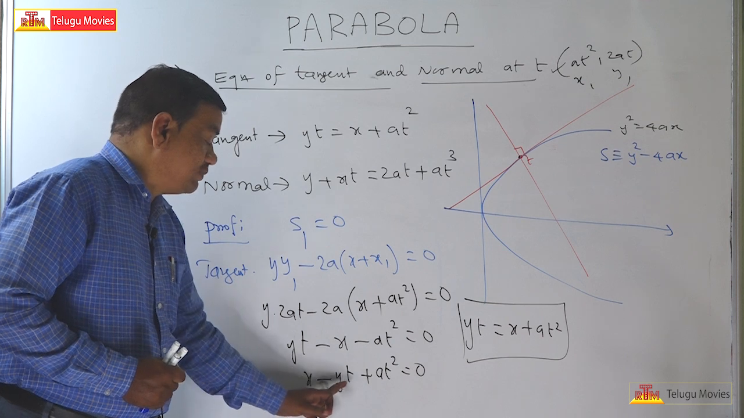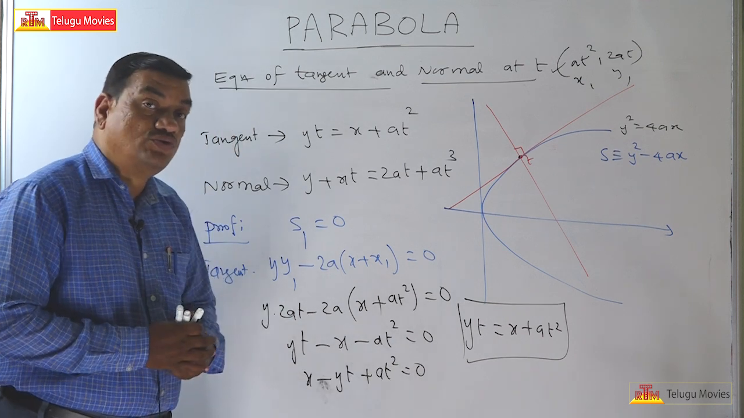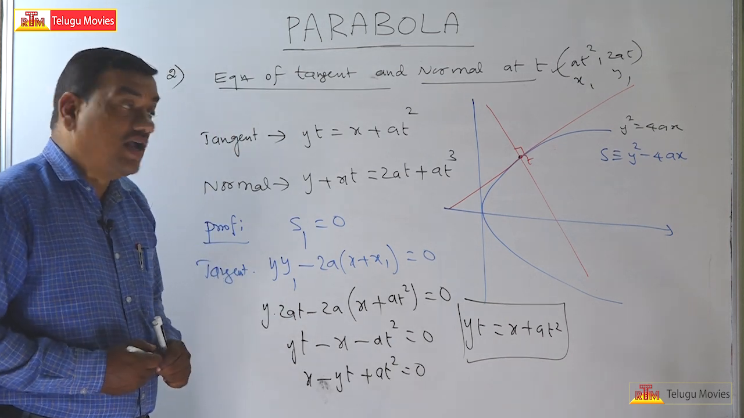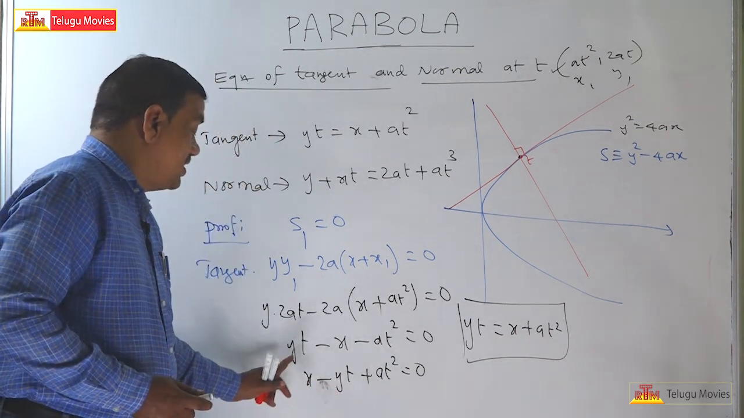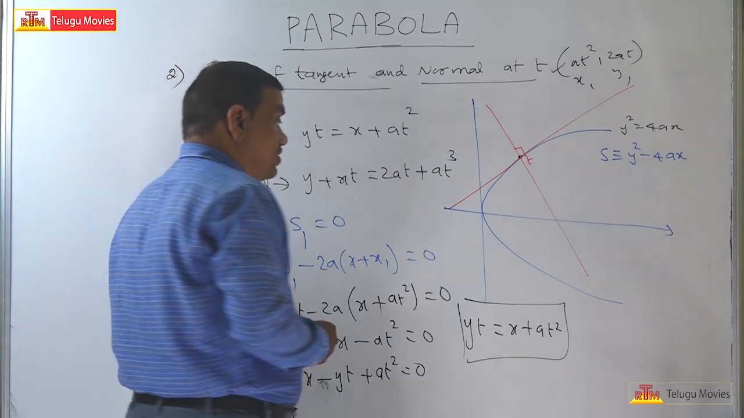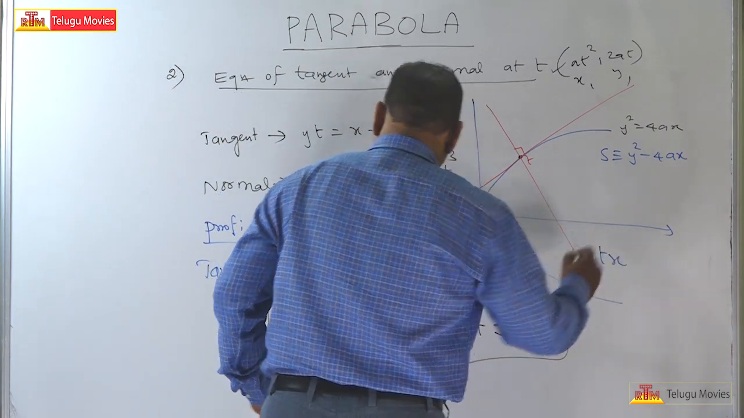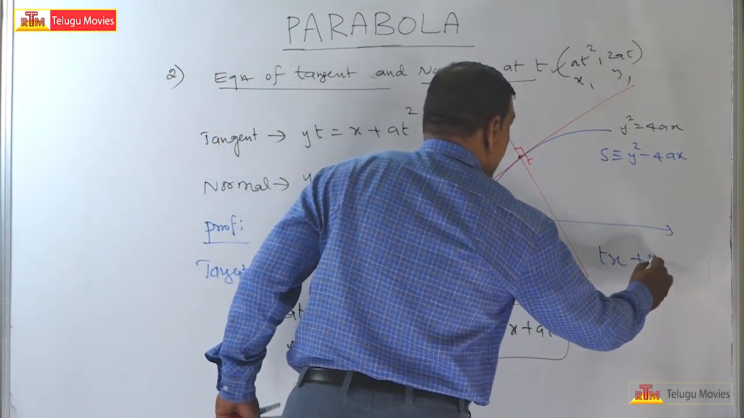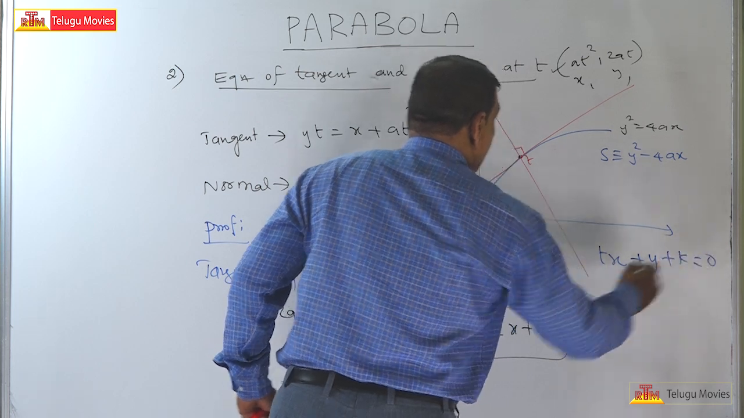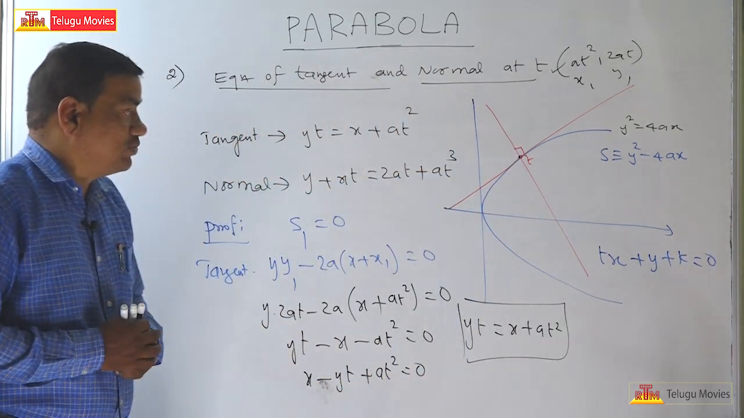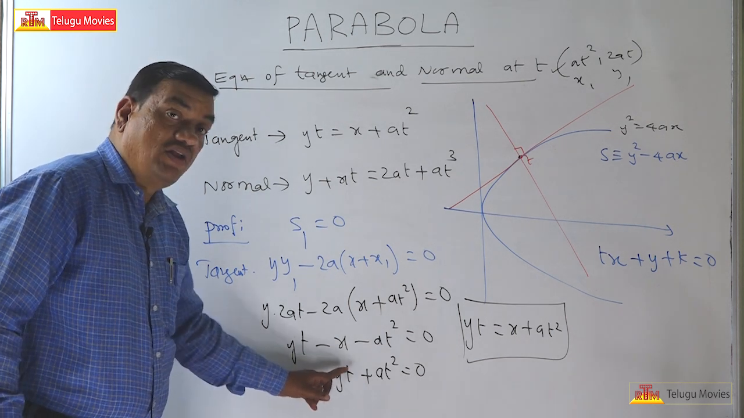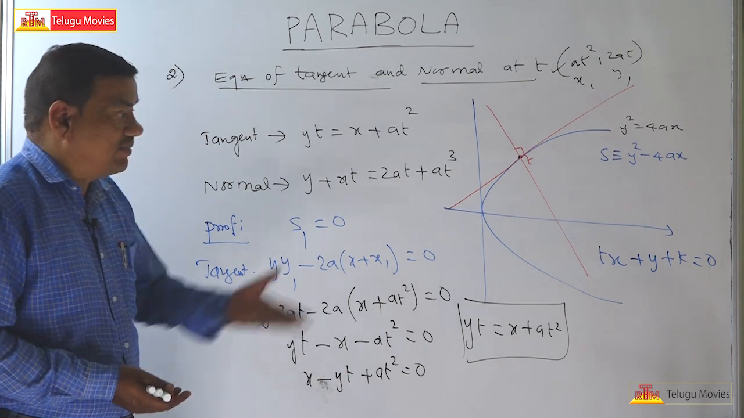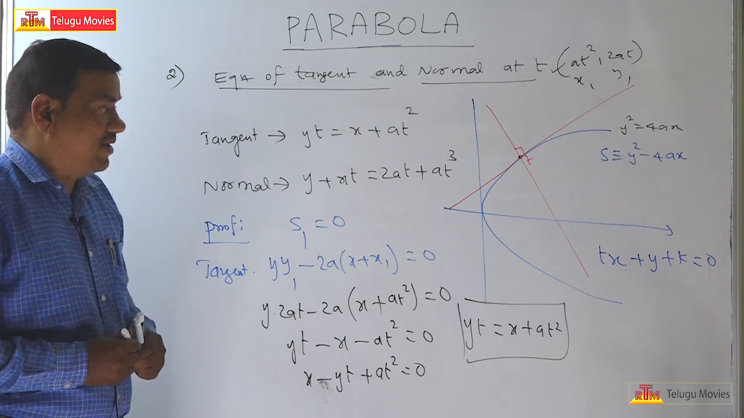Here the tangent is ax plus by plus c is equal to 0. Then what will be the equation of the normal? For the normal, t will come and 1 will go. So this is tx plus y plus k is equal to 0. That is the equation of the normal.